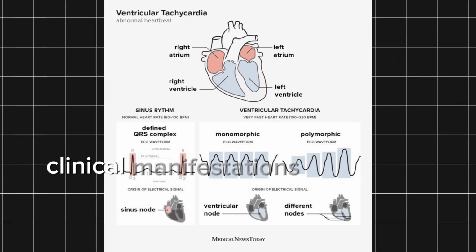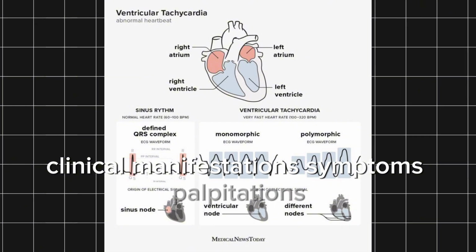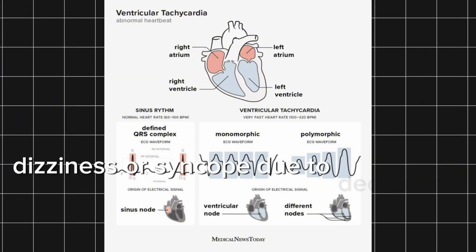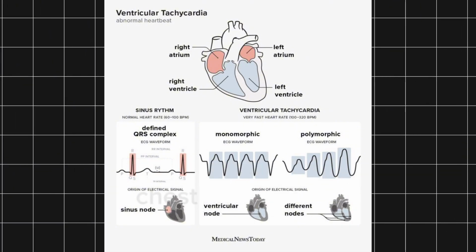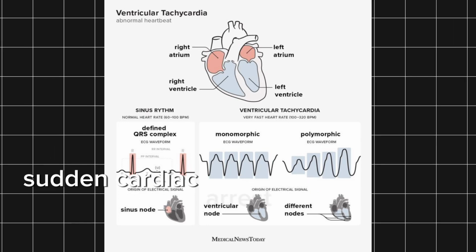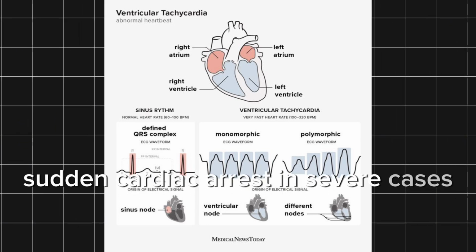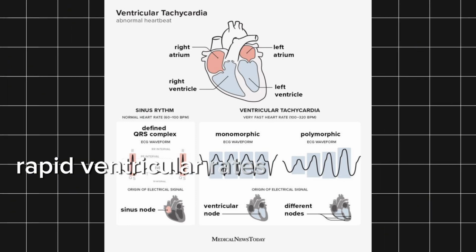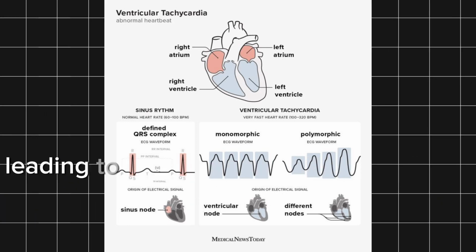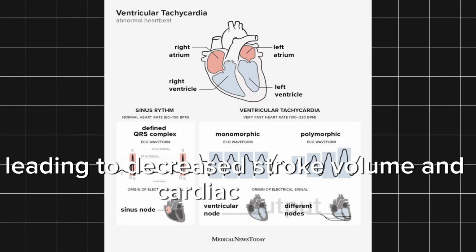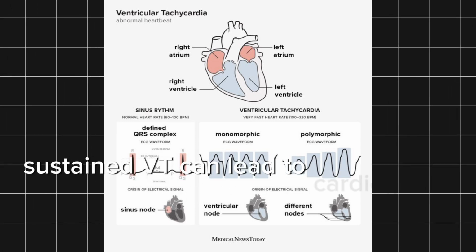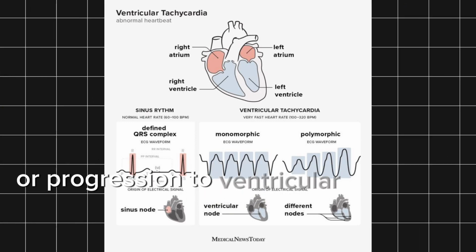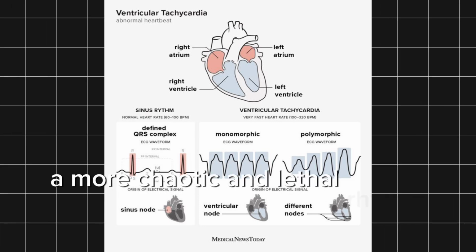Clinical manifestations. Symptoms: palpitations, dizziness or syncope due to decreased cardiac output, chest pain, dyspnea, sudden cardiac arrest in severe cases. Hemodynamic consequences: rapid ventricular rates reduce diastolic filling time, leading to decreased stroke volume and cardiac output. Sustained VT can lead to cardiogenic shock or progression to ventricular fibrillation, a more chaotic and lethal rhythm.